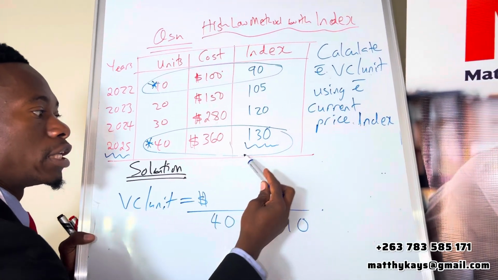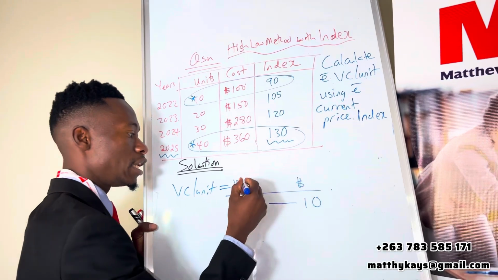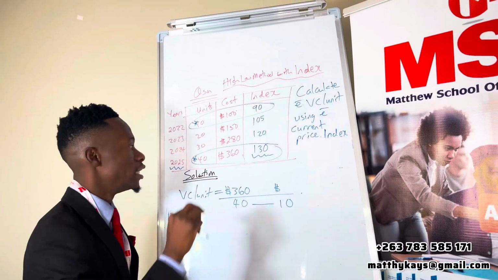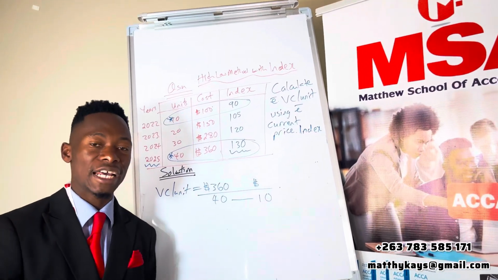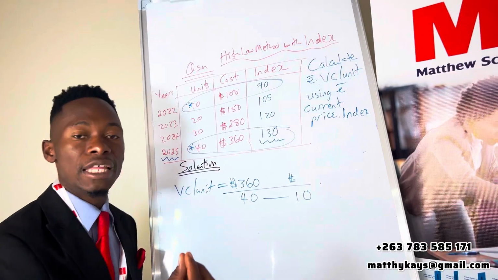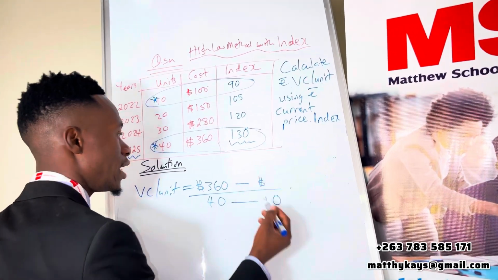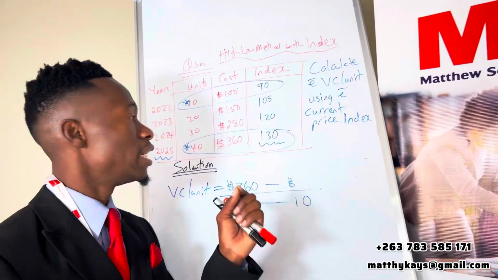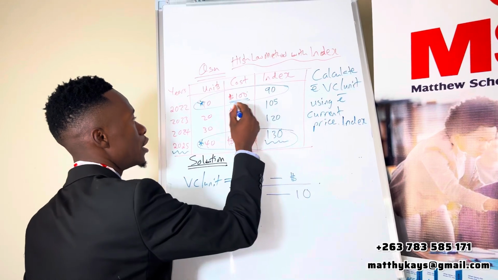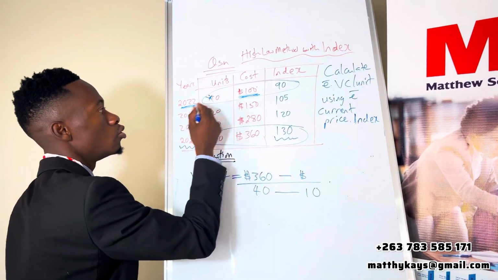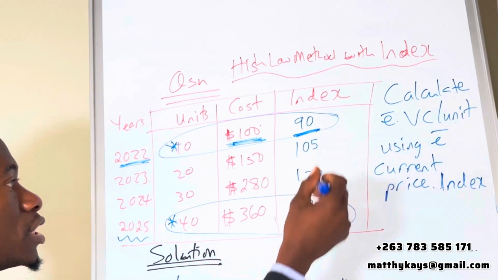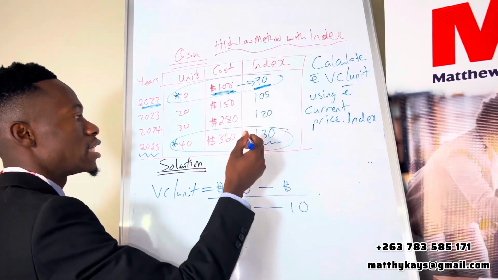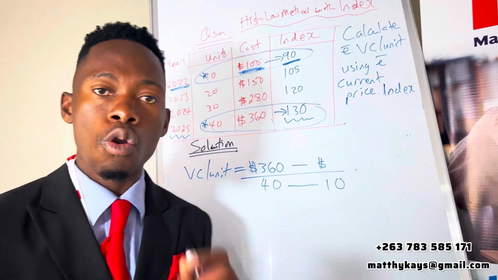So when we are looking at the cost, our cost here is $360, and already this cost is for 2025, which means it is already the current index. So there is no need to adjust the $360. But when you say less here, we are comparing with what? What is the value for the 10 units? $100. But if you look at $100 here, the index in 2022 for $100 it was 90, and the question said use the current index. So this cost is at an index of 90, but the index now we have changed. Now the current index is 130.